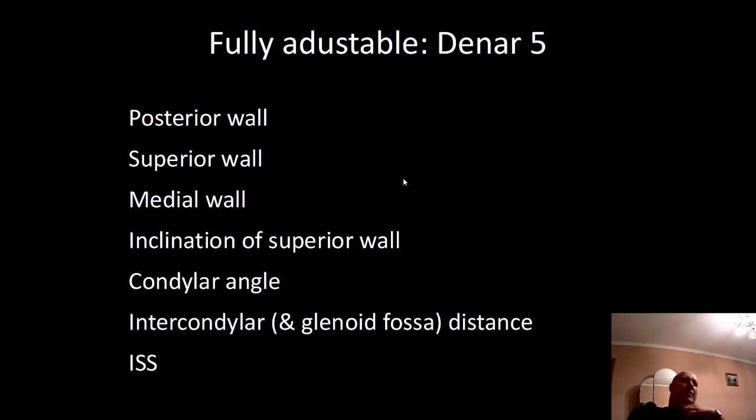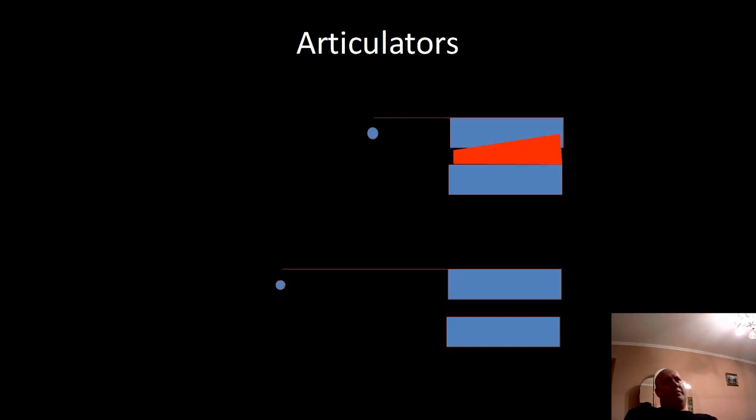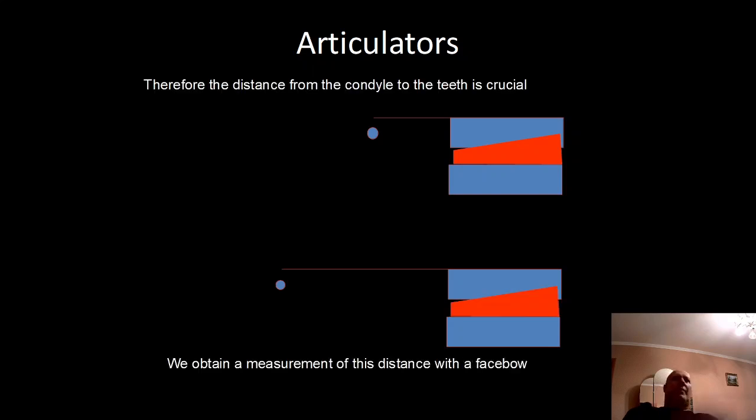Fully adjustable. This is the most fine articulator. Again, posterior wall, superior wall, medial wall, inclination of superior wall, condylar angle, intercondylar distance. What if the patient doesn't match the articulator? Therefore, the distance from the condyle to the teeth is crucial. We obtain the measurement of the distance with a face bow.